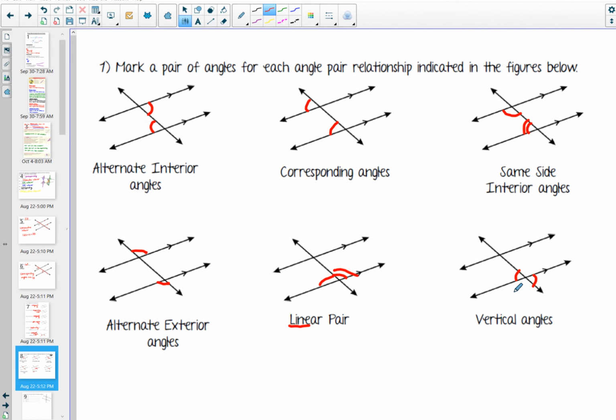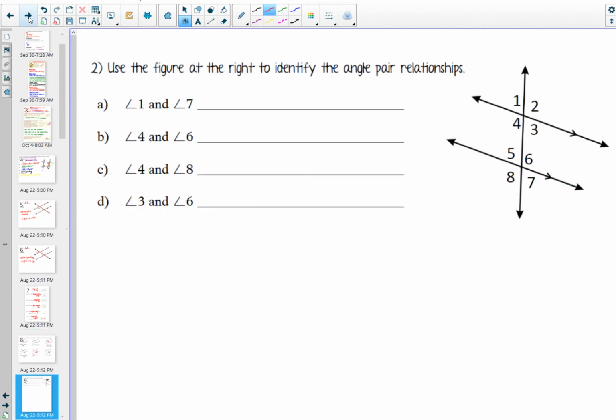Okay? Questions on just marking these? Okay, 1 and 7. What's my relationship between 1 and 7? Actually, this is on your paper too, right? Go ahead and write these on your paper, and then we'll check you. What is my angle relationship between angle 1 and angle 7?